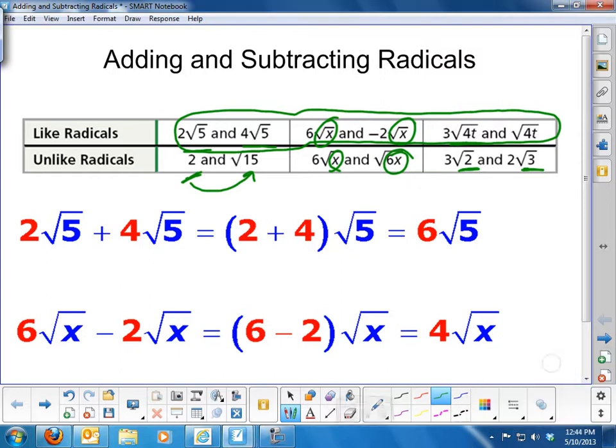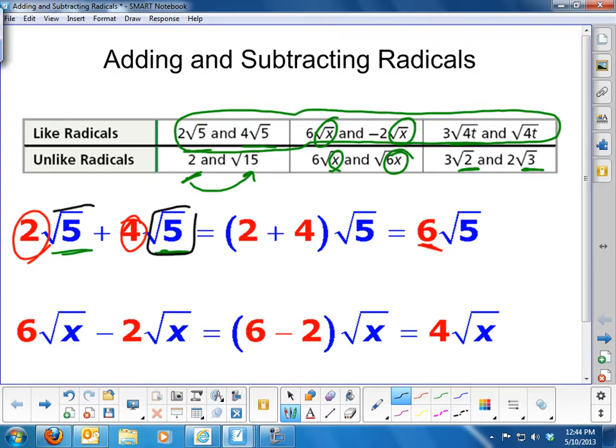Okay, so let's add 2 square roots of 5 plus 4 square roots of 5 together. Notice that these are like terms because what's underneath the square root is the same. You cannot add two terms together that involve square roots unless the number under the square root is exactly the same. So what we do when we have like terms here, we just go ahead and combine the coefficients that come before the square root symbol. So here we're going to add the 2 and the 4 to give us the 6, and then we keep the square root the same.